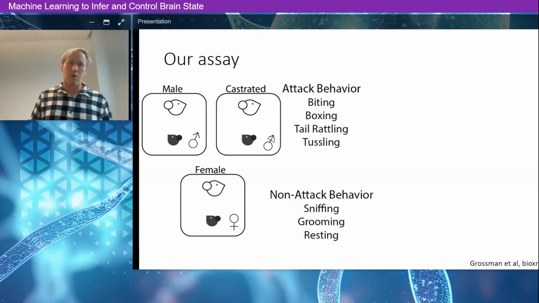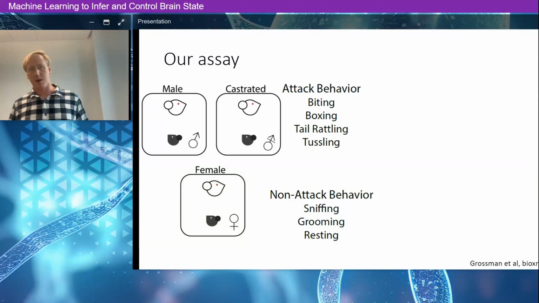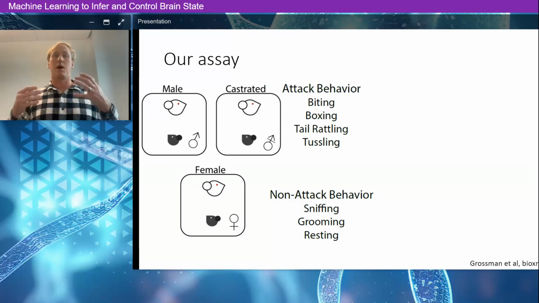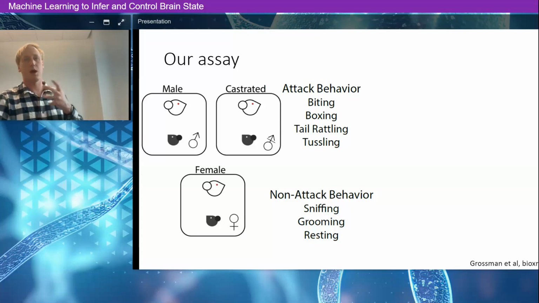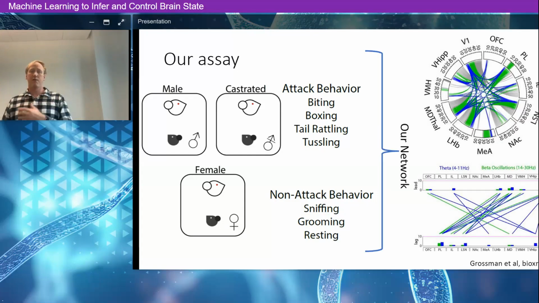And what we're going to do is record this from a number of different mice, and apply that model that I just talked about to try to learn a brain network that is related to attack behavior and can help us identify when we're going to engage in attack behavior versus non-attack behavior. So the network we found here is on the right. I don't want to belabor the network too much. I just want to say that this is what we found.